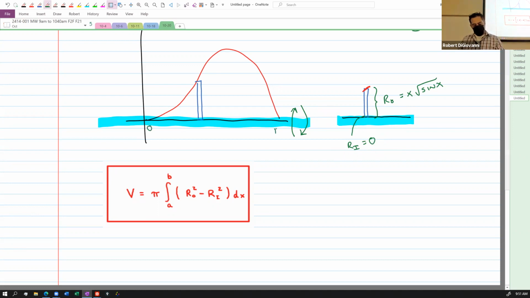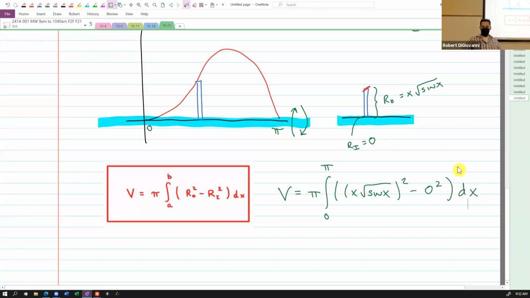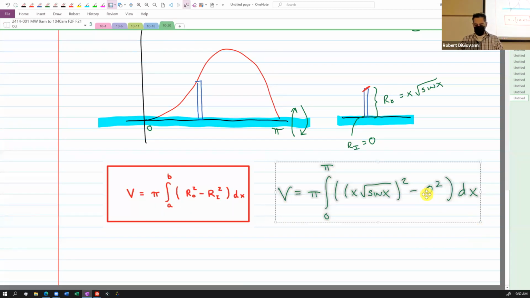So 0 to pi. So my volume will be pi integral 0 to pi of the outer radius, which is x square root of sine x squared minus 0 squared dx. Yes, that's correct. Yes, Cruz, you said that correctly. There's our integral. I'm out of room on this page. Can I move on to the next page?